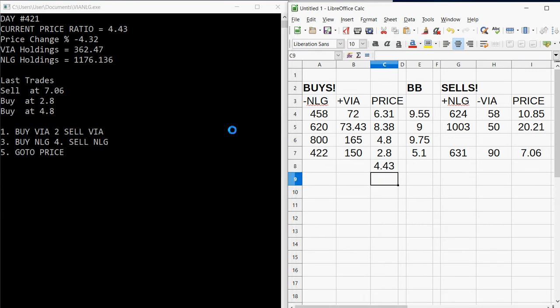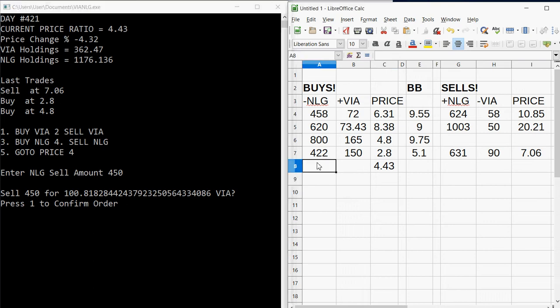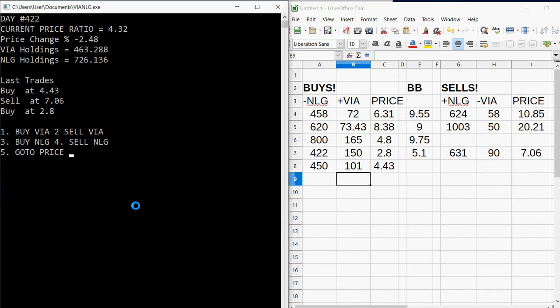And we are looking to push 4 here. How many NLG do we want to sell? We own 1176. 400 seems fair. 450 even. So we'll sell 450. Get 101 of these. Confirm the order.